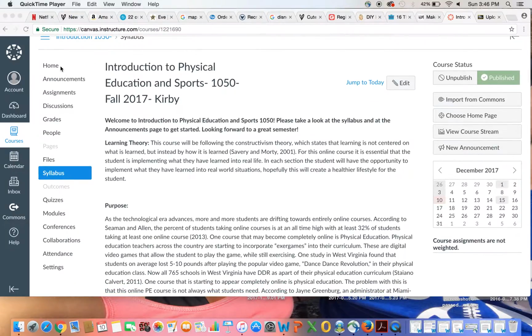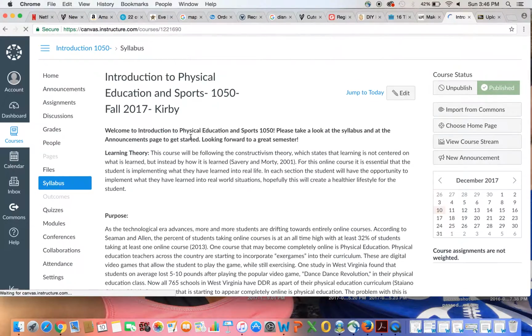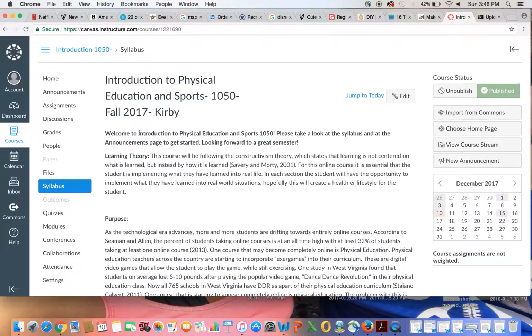Starting off on my homepage, I welcome the user to my course and ask them to take a look at the syllabus and at my announcements page. I think it is really important that the announcements page is on my opening homepage, because most of my work and everything is going to come through it.